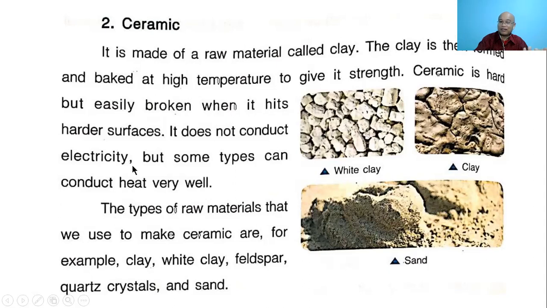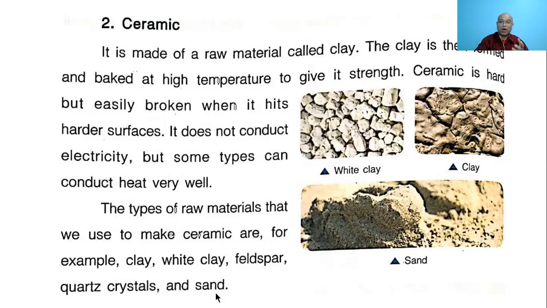Remember the girl there? Her mug or cup is not hot, right? But sometimes ceramic can conduct heat very well. So this is white clay and sand. The types of raw materials that we use to make ceramic are, for example, clay, white clay, feldspar, quartz crystals, and sand. So ceramic is a mixture of several other materials.